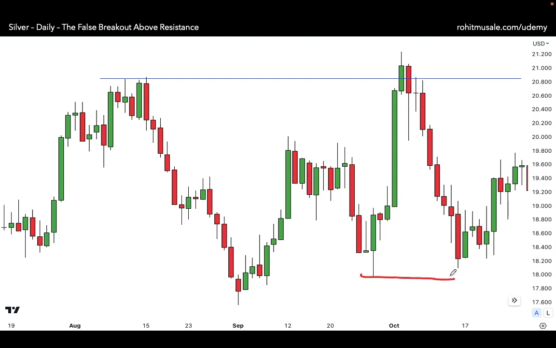However, the market gave you enough reason to exit. So, for example, if you look at this pattern, this is called a piercing pattern, which I will discuss in some other video.